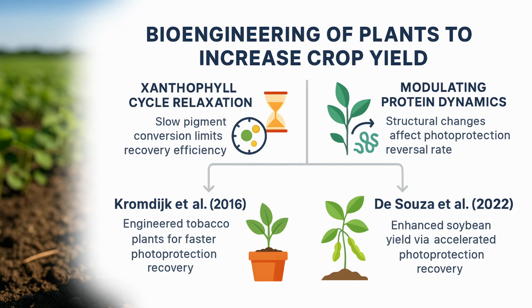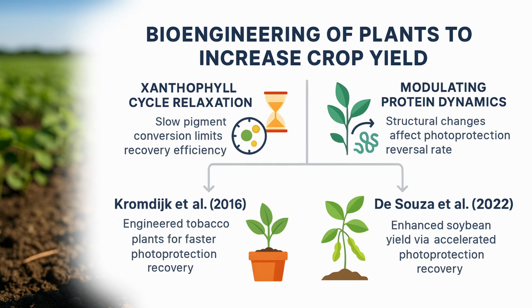reversed. Recognizing this limitation, researchers have proposed accelerating the relaxation of photoprotective mechanisms as a promising strategy to improve photosynthetic efficiency and, ultimately, crop yield. Genetic engineering approaches targeting components of the xanthophyll cycle and structural proteins of the photosynthetic apparatus have shown potential in enhancing the speed of recovery from photoprotection.